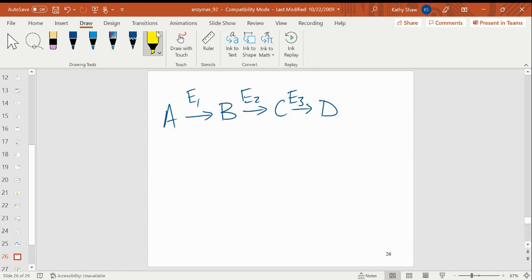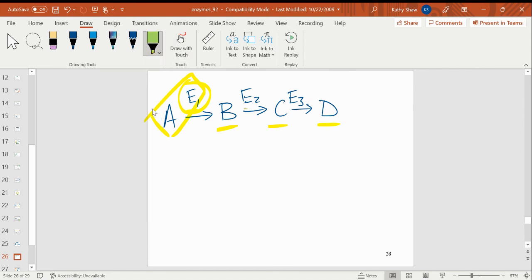Heterotropic, homotropic, just look and see if it's the substrate of that enzyme. So the only thing that can have a homotropic effect on E1 is A, because A is the substrate of E1. If anything else, B, C, or D, has an effect on E1, it's got to be a heterotropic effect.